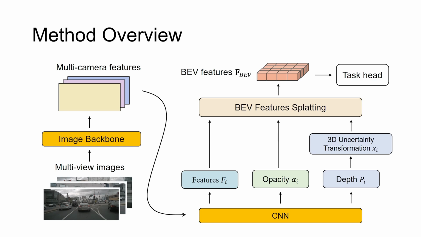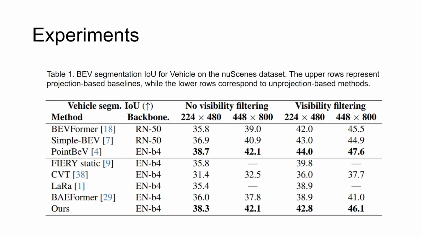This table shows the BEV segmentation IoU for the vehicle class on the nuScenes dataset. We compare our method against both projection-based and unprojection-based baselines under 4 different evaluation settings, incorporating visibility filtering in 2 resolution levels, following the protocol from PointBEV. The upper rows list projection-based methods, while the lower rows show unprojection-based approaches.